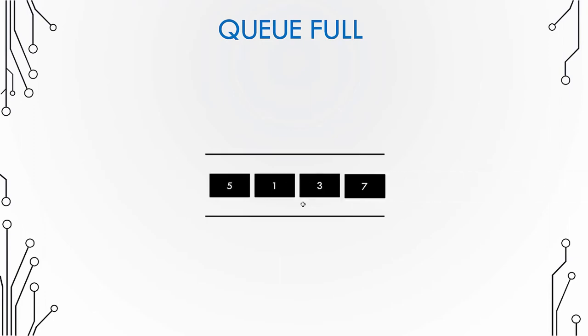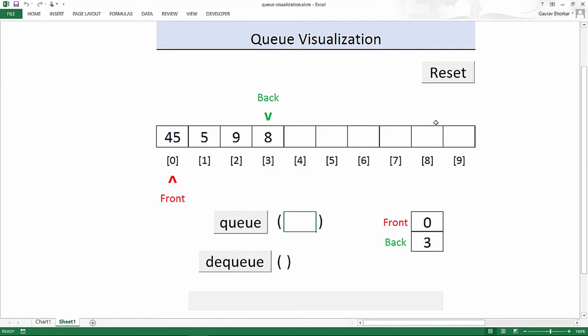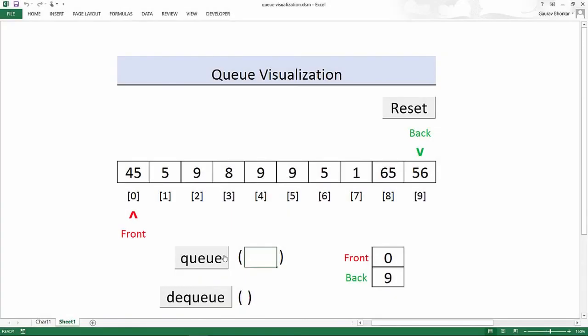Now, at some point of time, the memory in the array is going to get full. So when this happens, we say that the queue is full. When the back pointer is pointing to the last element in the array, no new elements can be added. Hence, we say that the queue is full. So I'll add a few elements to this queue and make it full, and then we'll see what happens. Now the queue is full, and I'll not be able to add new elements to the queue.